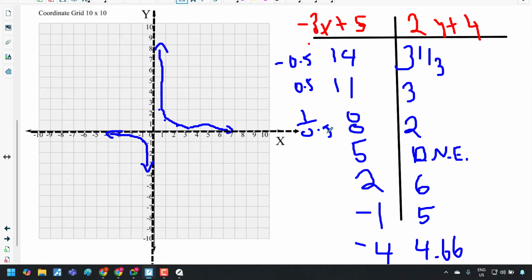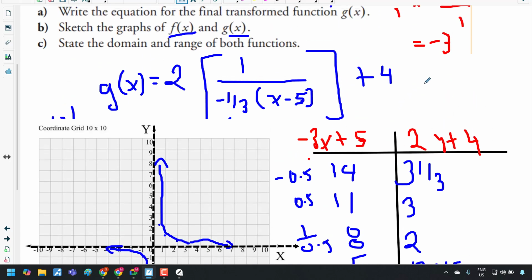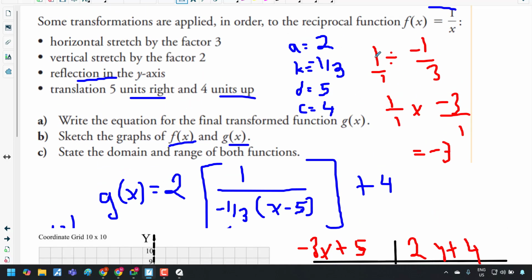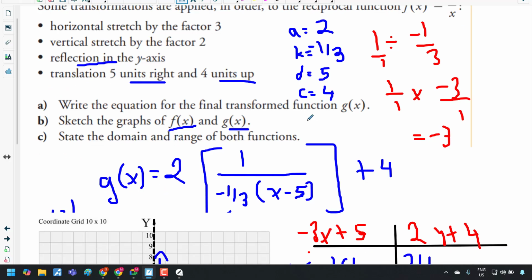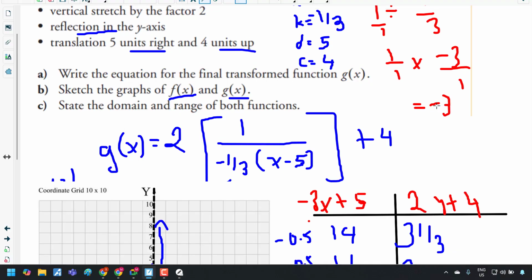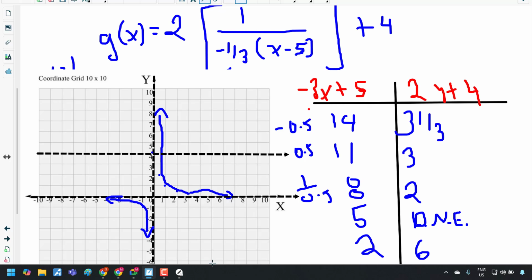Well, the easiest way to tell you is your asymptotes are going to be your C and D values. So your C value and your D value will tell you your asymptote. So what's my C value? 4. So I should have an asymptote at 4. What's my D value? 5. I should have an asymptote at 5.